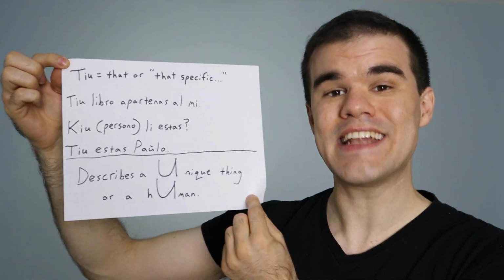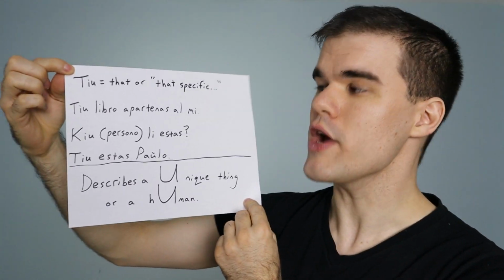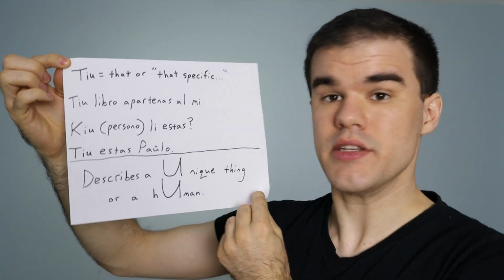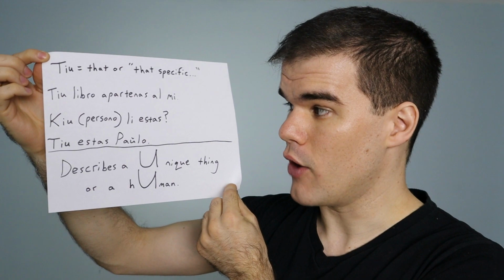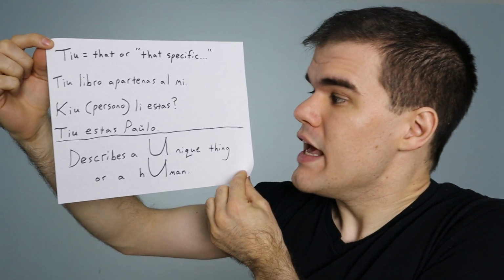Tiu libro apartenas al mi. That specific book belongs to me. Great. You're describing the book with tiu. It works as an adjective as well as a standalone noun. Kiu, and I'm putting in parentheses here, persono, li estas.